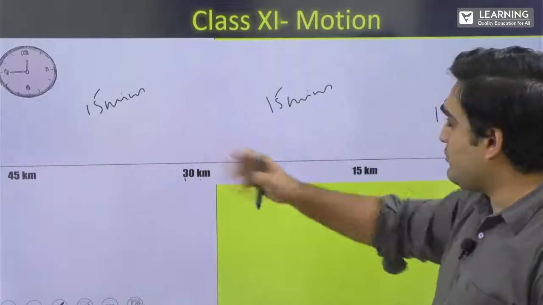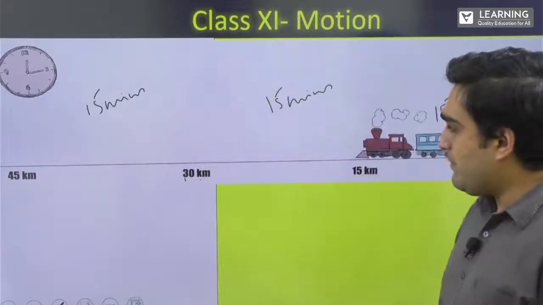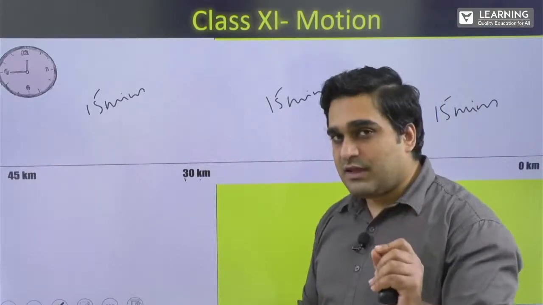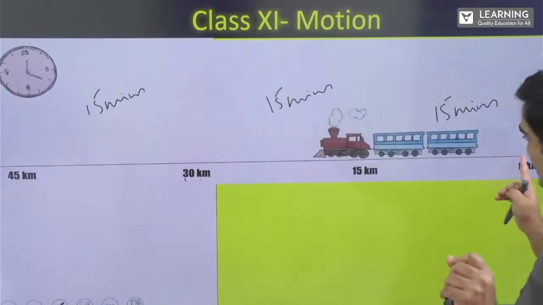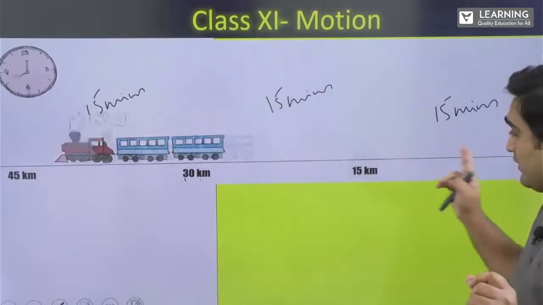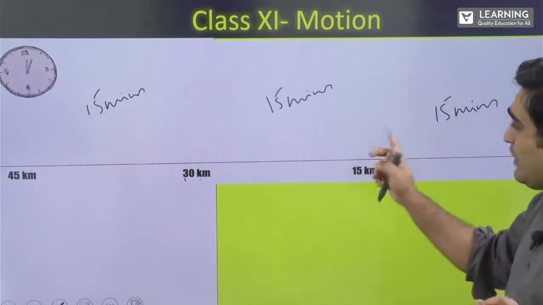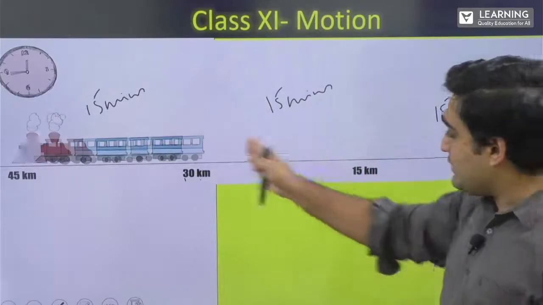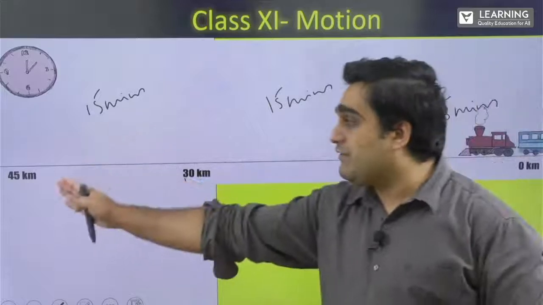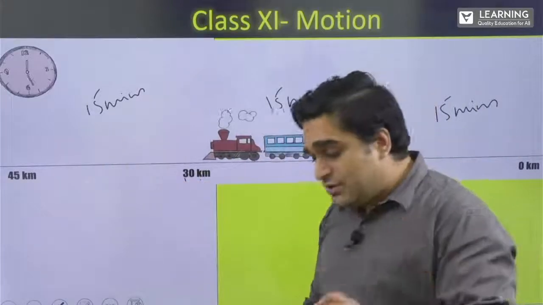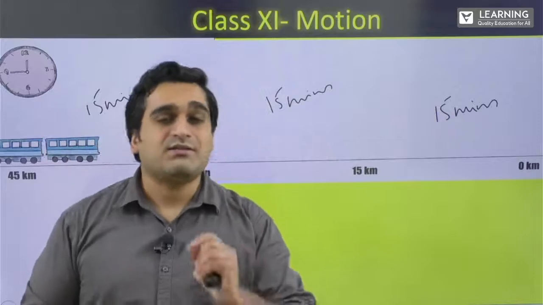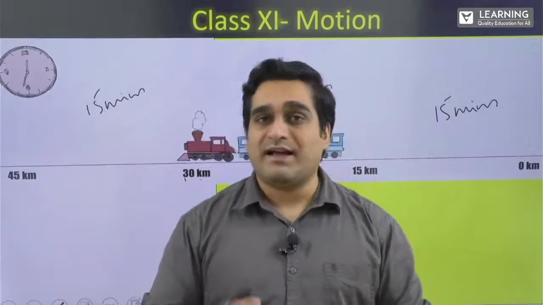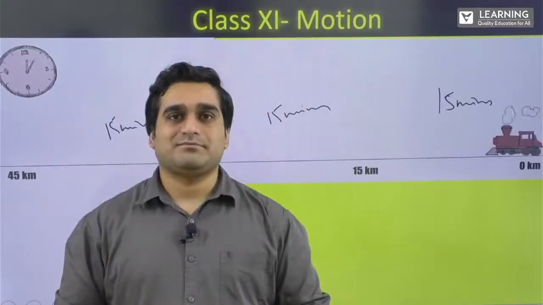And once you split it into 15, 15, 15 minutes, what we need to observe in this case is that as the train moves equal distances, it takes equal intervals of time. First 15 kilometers, it takes 15 minutes. Next 15 kilometers, it takes 15 minutes. And next 15 kilometers, it takes 15 minutes. So this train travels equal distances in equal intervals of time. Such a motion is what is called a uniform motion. So make a note of this.